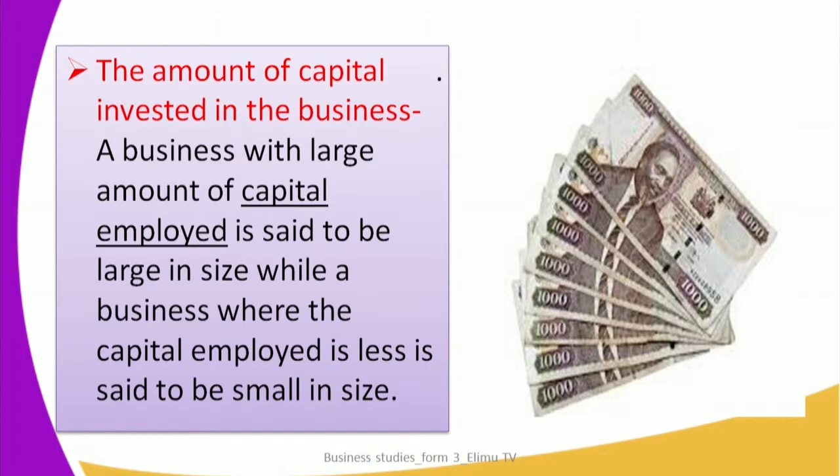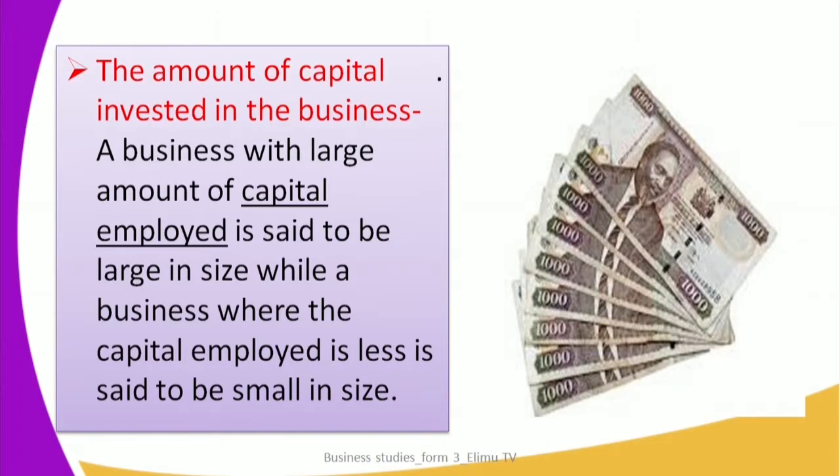So a business with large amount of capital, or whose initial capital is big. Initial capital is referred to as the capital employed. So a farm that has a large capital employed is said to be big or large in size, while a business where the capital employed is less is said to be small in size. An example of farm A and B. Farm A had capital employed 10 million. Farm B, capital employed was 2 million.